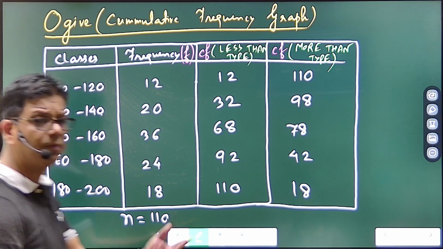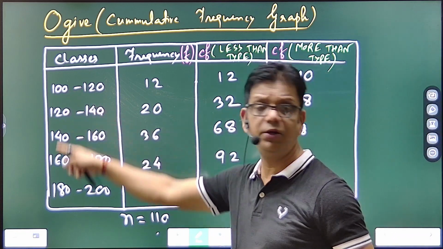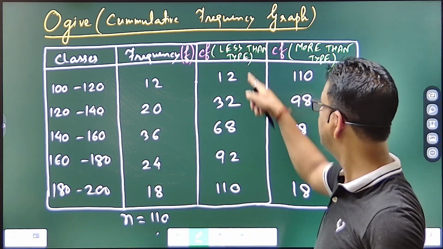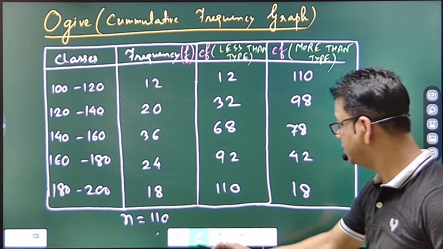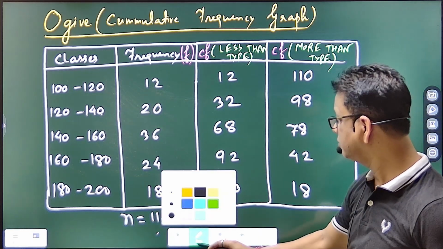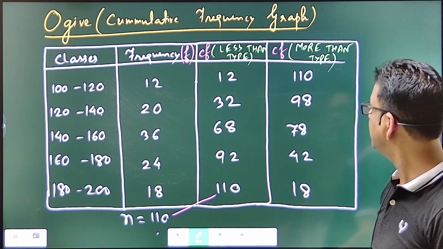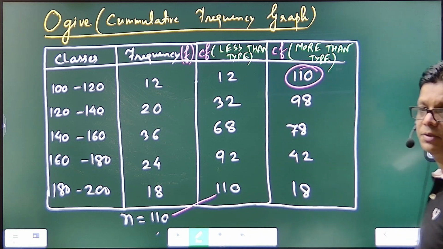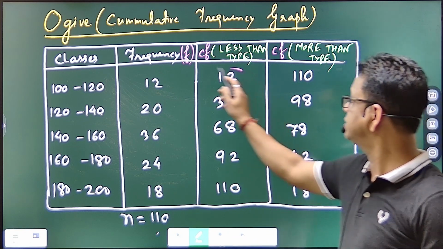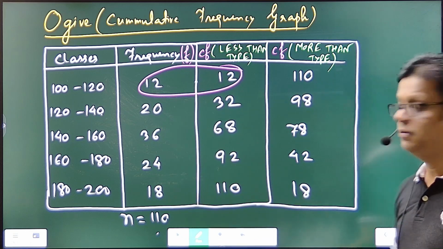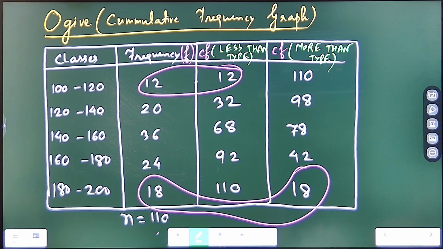So it becomes completely different, because when you talk about more than, we take the lower limit, and when you talk about less than, we take the upper limit. Now just see the pattern once before I draw the ogive. Here the last number is the total, here the first number is the total. In the less than type, the first two numbers remain the same. In the more than type, the last two numbers remain the same. Is it okay?